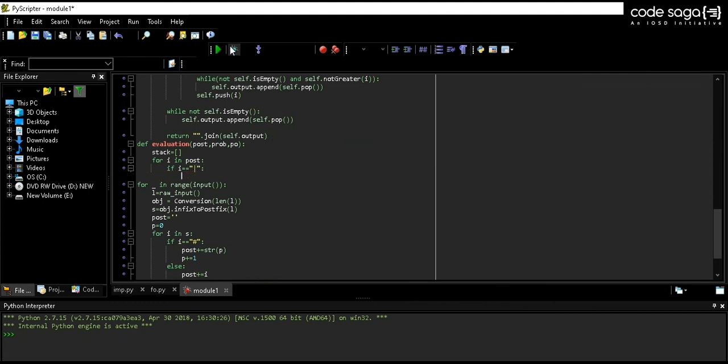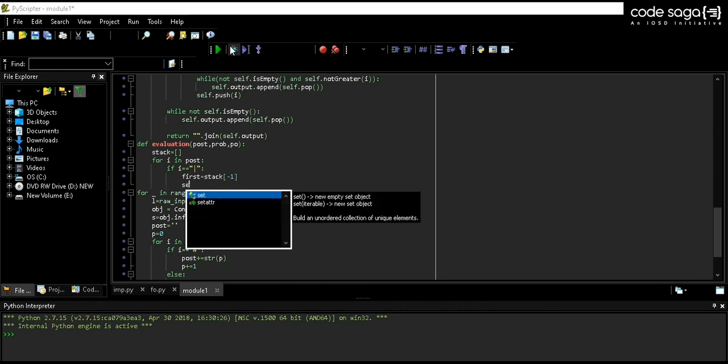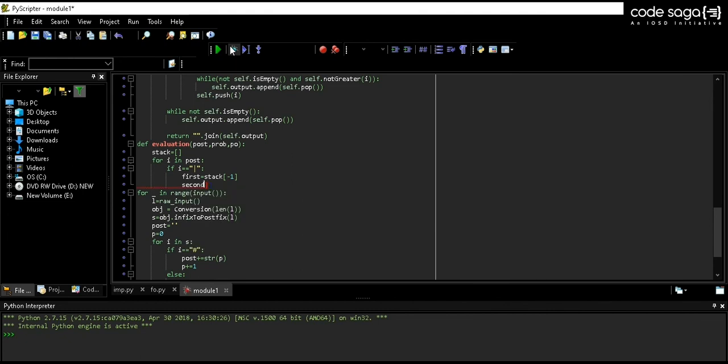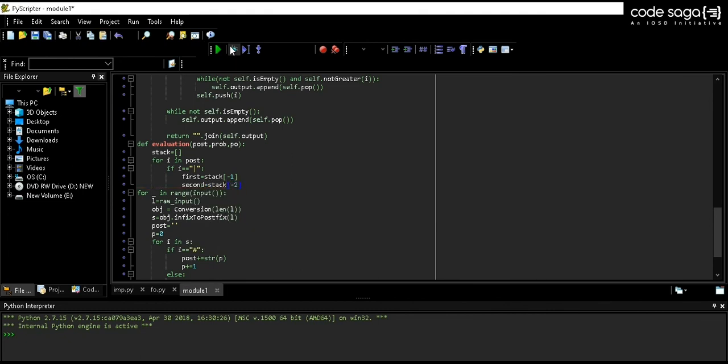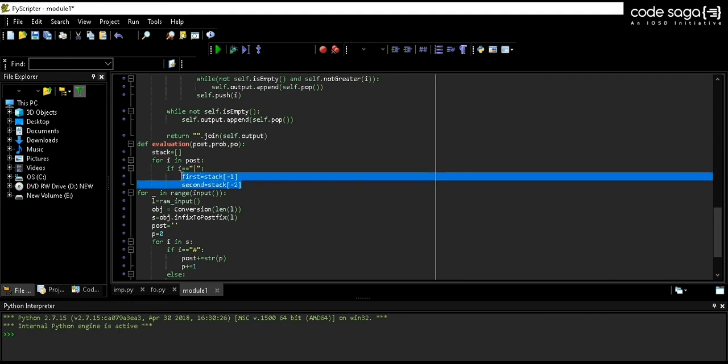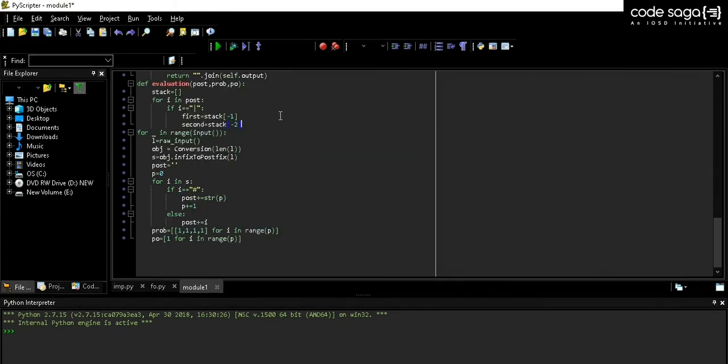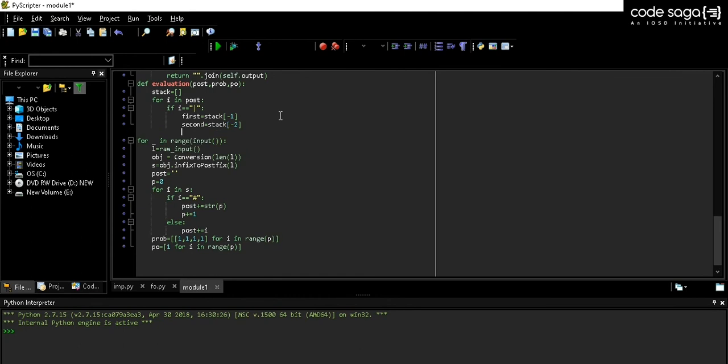Now in the stack I will take note of the top two elements. The first element will be stack of -1, which is the last element, and the second element will be stack of -2. So these are the last two elements. First we'll calculate the probabilities of 0, so I will initialize a variable for 0.